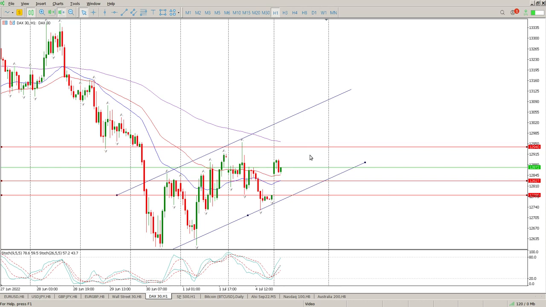Okay, so that's kind of my levels for today, and my plan of action. Any move off the bottom here is just going to be a long scalp, and I'm looking for an opportunity to short somewhere above or on 12,940. So between 12,940 and 13,000, that's the area that I'm looking to short off.